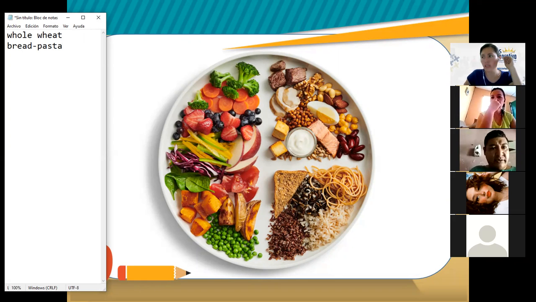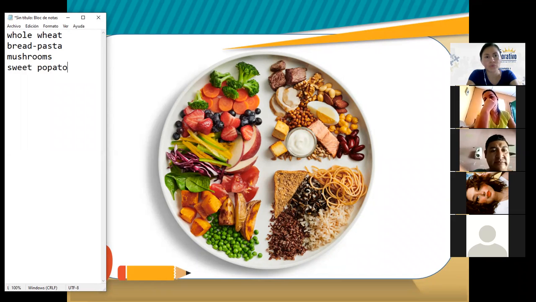Okay. What else can you find? What else is different? Mushrooms. Mushrooms. Okay, very good. Sweet potato. Sweet potato. Right. Here I think you know it as camote. Camote. Yes. Sweet potato, what else? Blueberry.